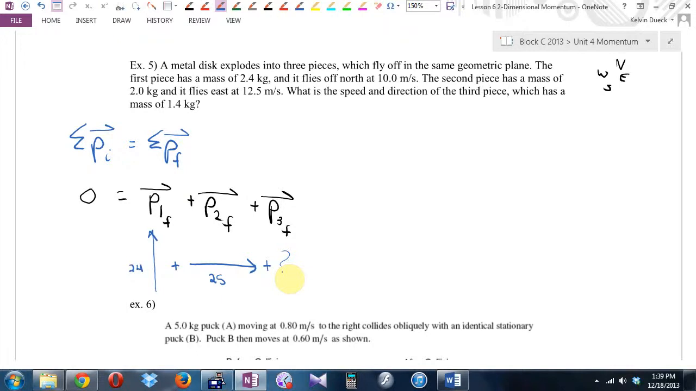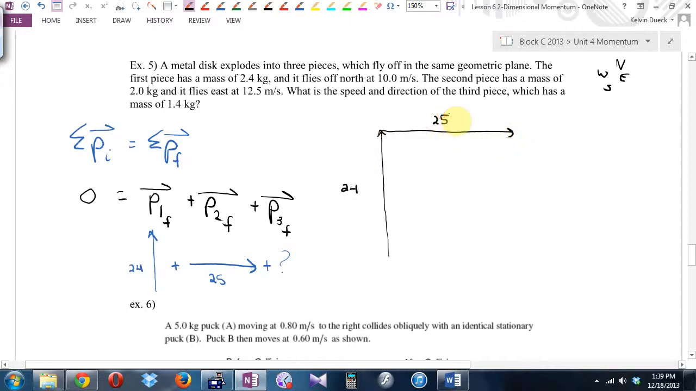Now, how the heck can that happen? Well, how will I add these three vectors together? I think I'll draw them tip to tail, tip to tail. It's going to look like this. 24, yoink, 25. How can I show that this adds to 0? I have to end up back where I started from. I have to go, that's momentum of object 3 final.